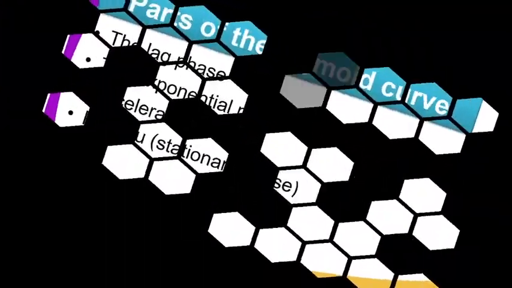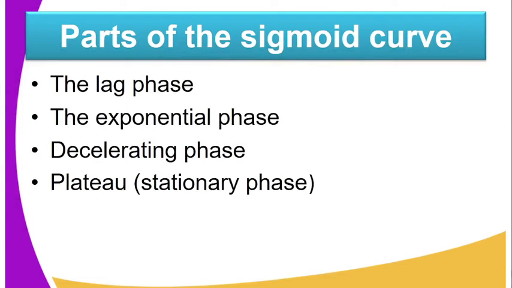So we've described the sigmoid curve, and you've seen that we have how many phases? 4 phases. The first one was the lag phase, whereby the growth rate was very slow because the cells were not adjusted to the environment. Then you have the exponential phase, whereby the cells were growing rapidly at an exponential rate. The third one is the decelerating phase, and then the plateau phase. Are we together, students?